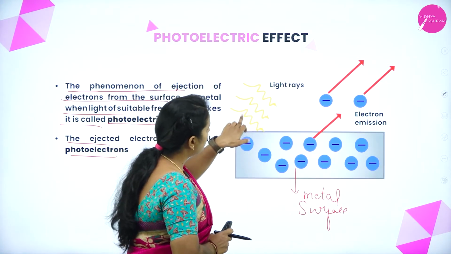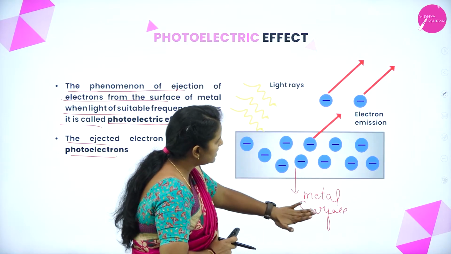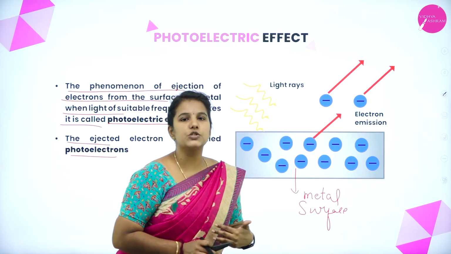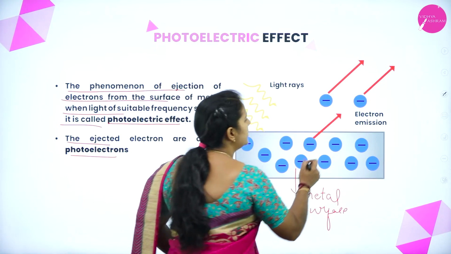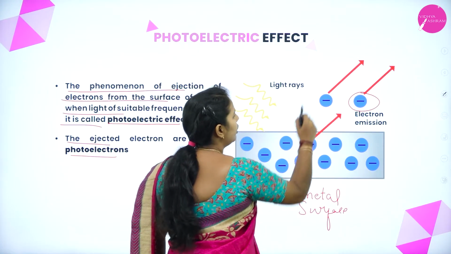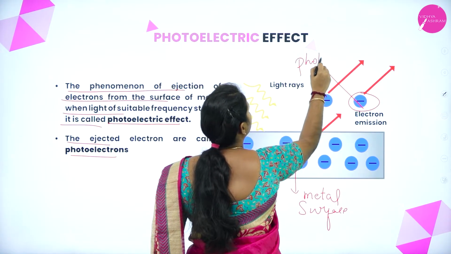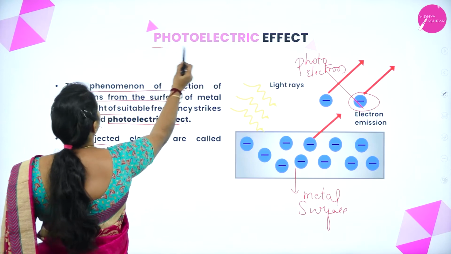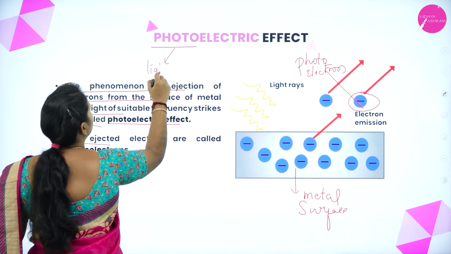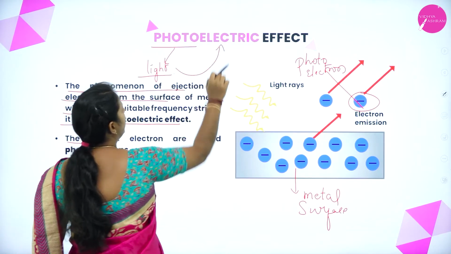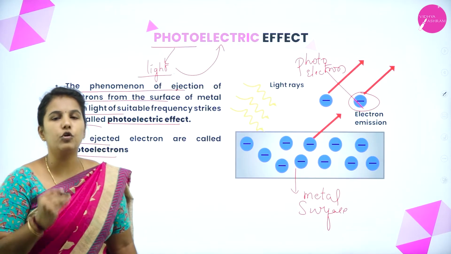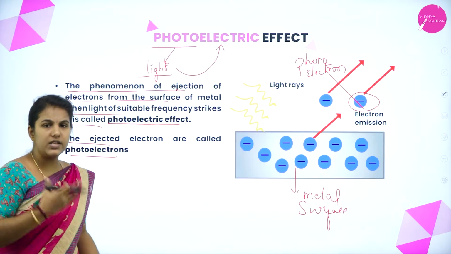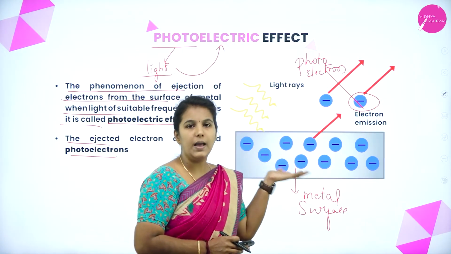When light of suitable frequency is allowed to strike this metal surface, the electrons get ejected. This phenomenon is known as the photoelectric effect, and the ejected electrons are known as photoelectrons. Here, photo refers to light. By using light, you are ejecting the electron, hence it is known as the photoelectric effect. Hope you understood the concept. It is very simple. He used light to eject electrons from the metal surface.